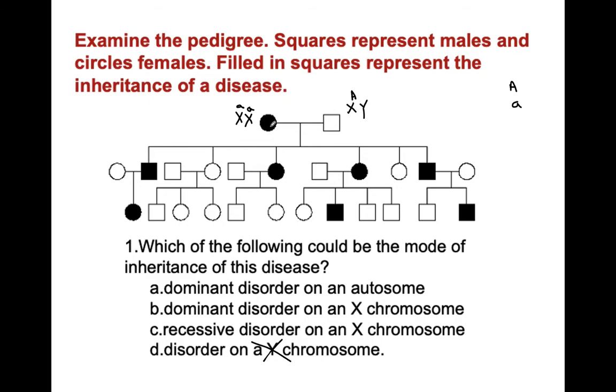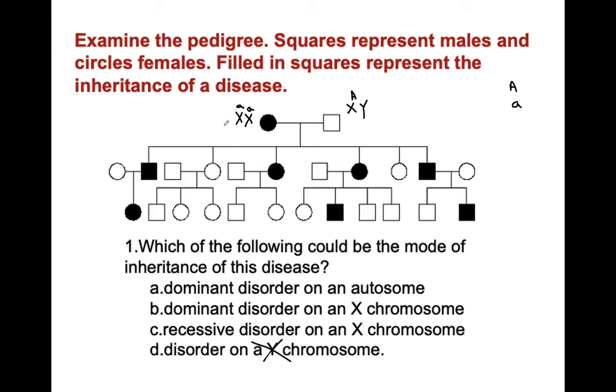So let's see what we can expect in their children. One of the easiest ways to do that is to look at the sons of this female. All of her sons should show the disease because males only have one X chromosome and they get it from their mother. They don't get an X chromosome from their dad. So let's focus on their children. Yes, he does have this, and the other son also has this.